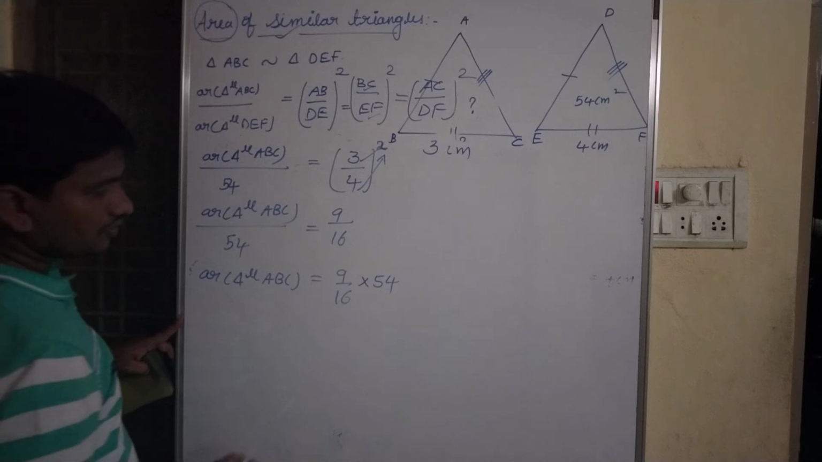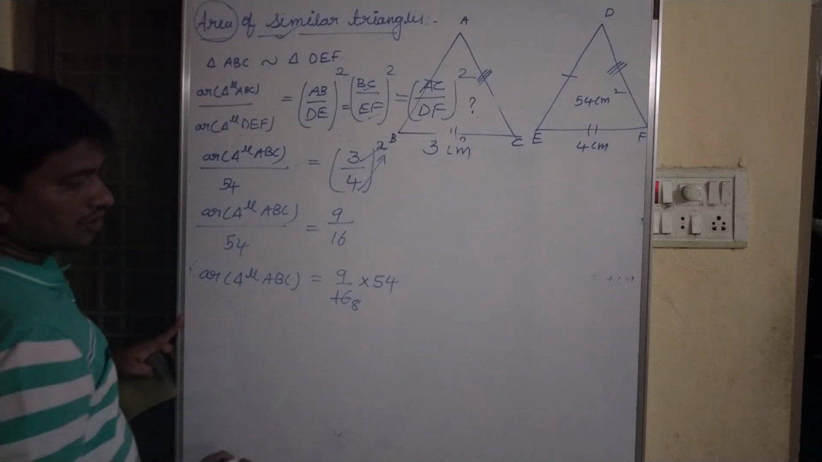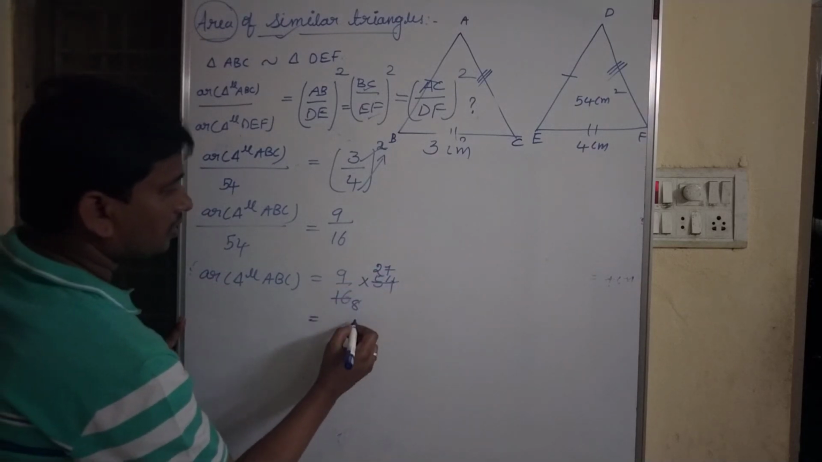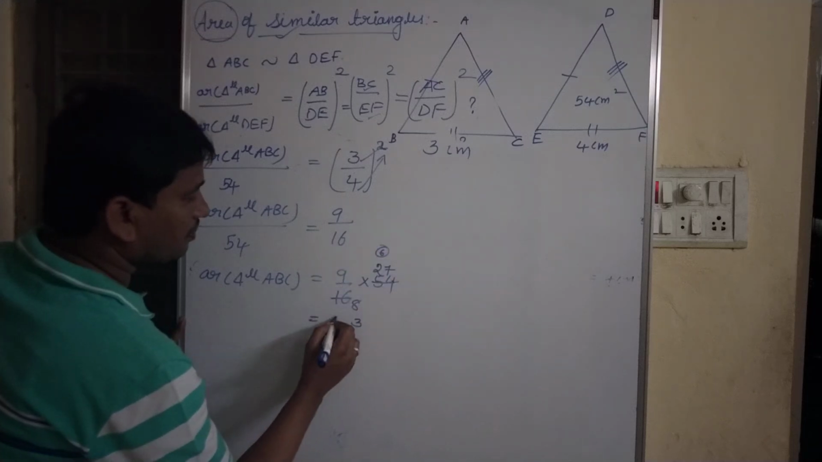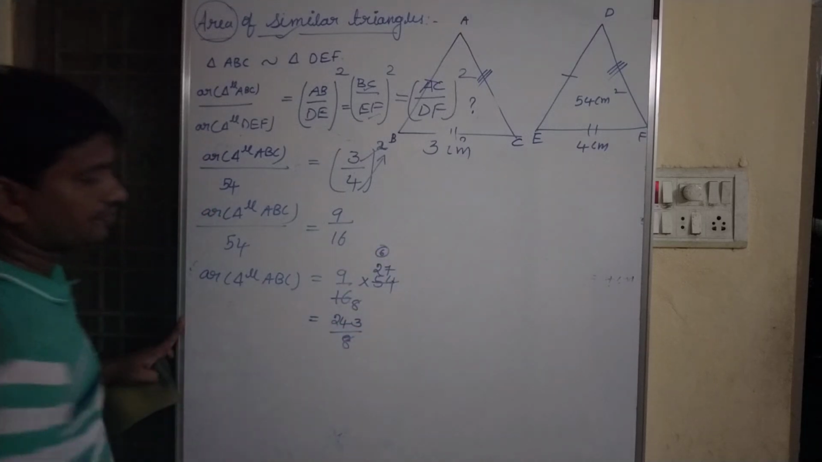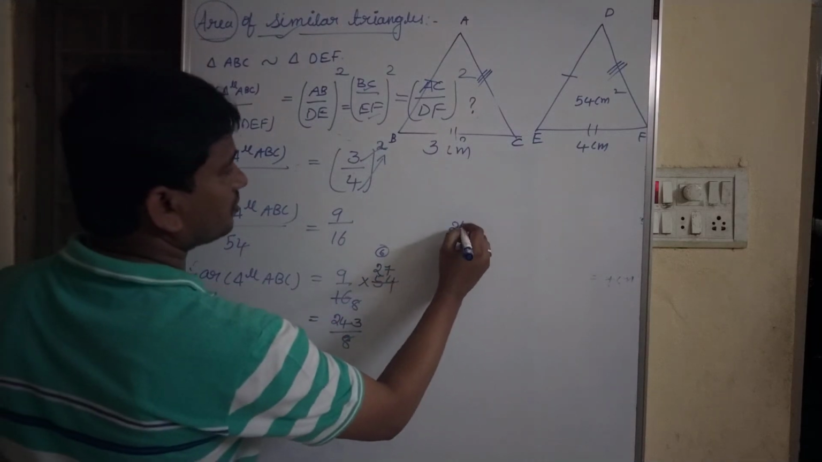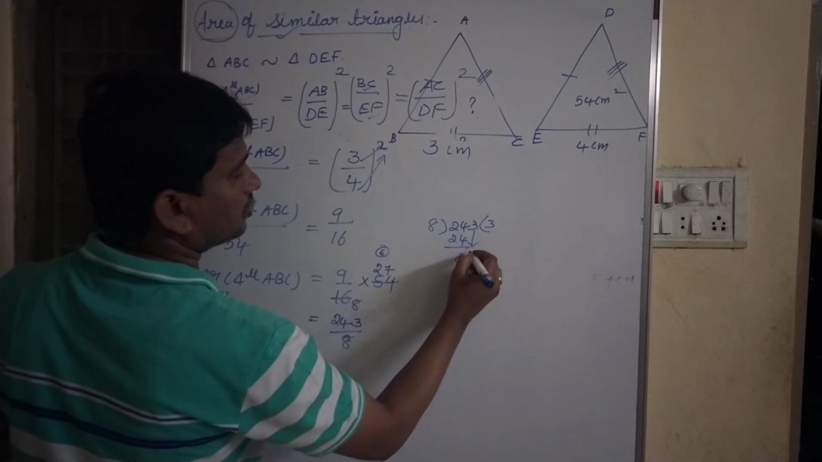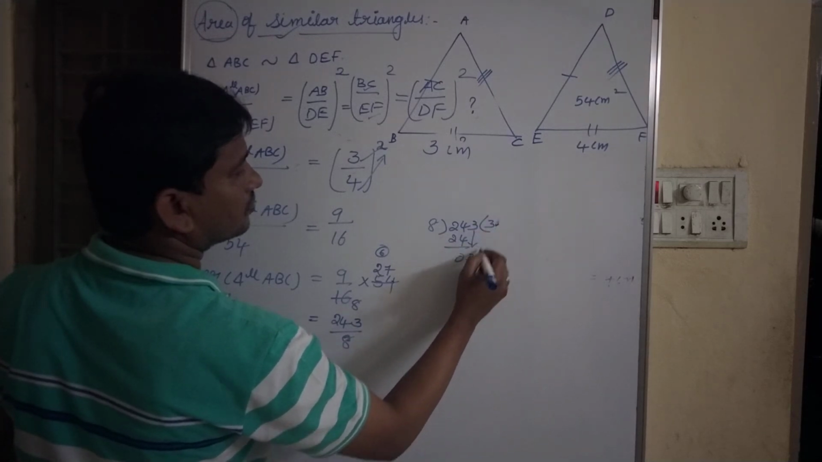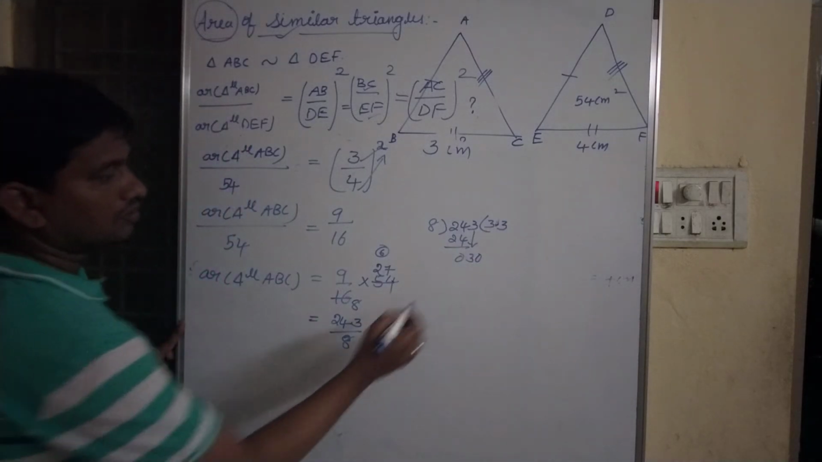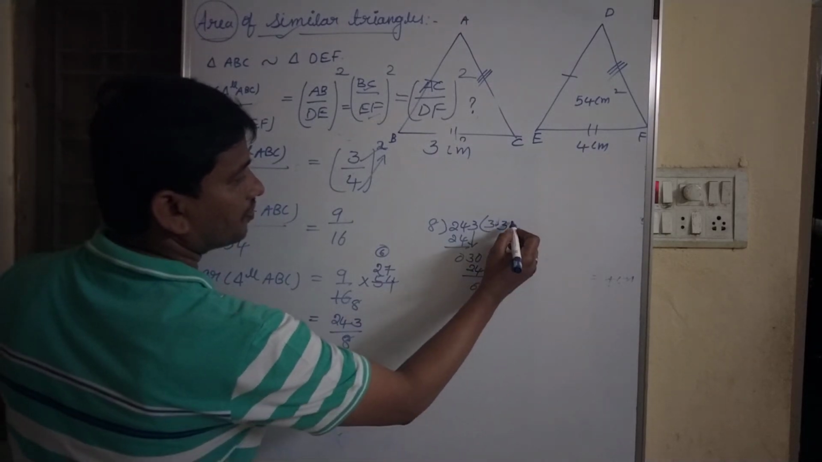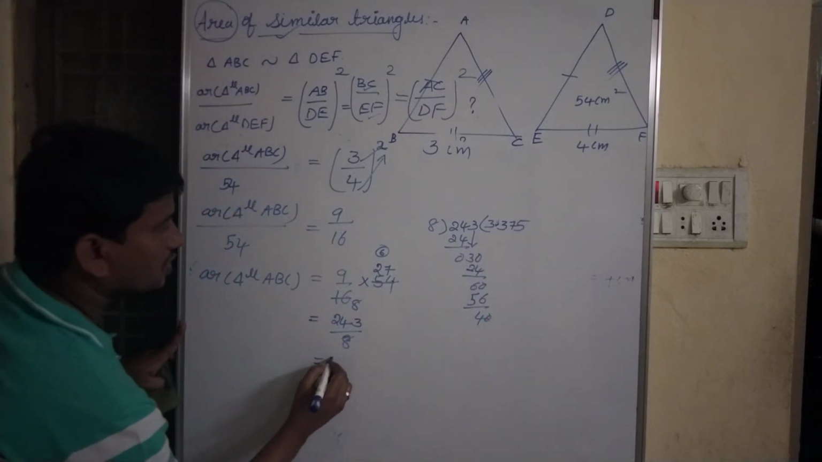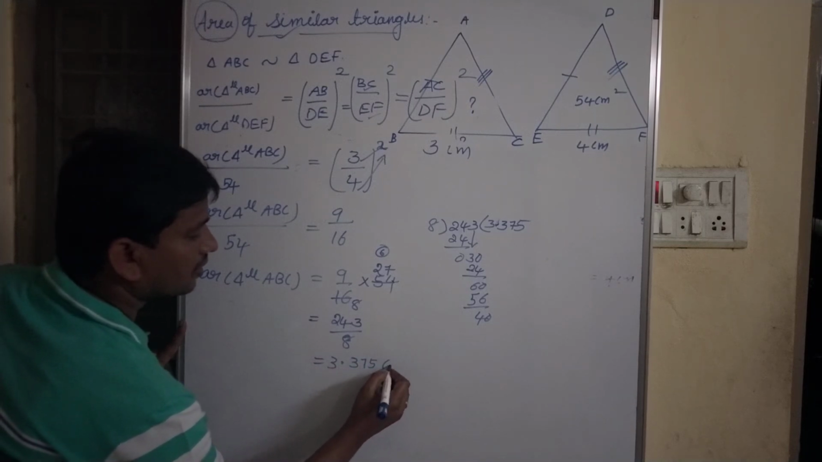Right? So 2 8 is 16, 2 27 jar. 9 into 27, 9 7 is 63, 9 2 is 18 plus 6, 24, 243 by 8. So let us divide 243 divided by 8. 8 3 is 24, 0, 3. Again 8 3 is 24, 6, 0, 8 7 is 56, 4, 0, 8 5 is 40. So which is equal to 3.375 square centimeters.